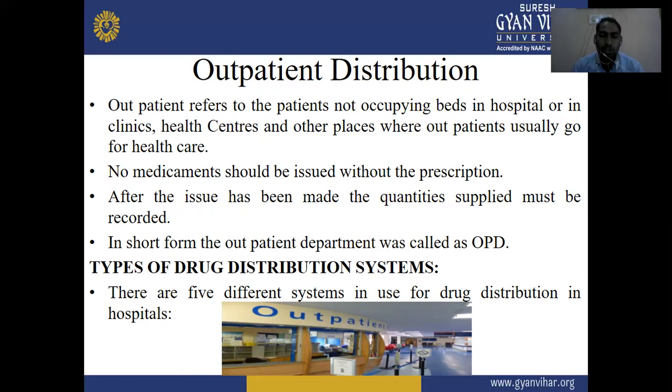Types of drug distribution system. There are five different systems in use for drug distribution in hospitals.